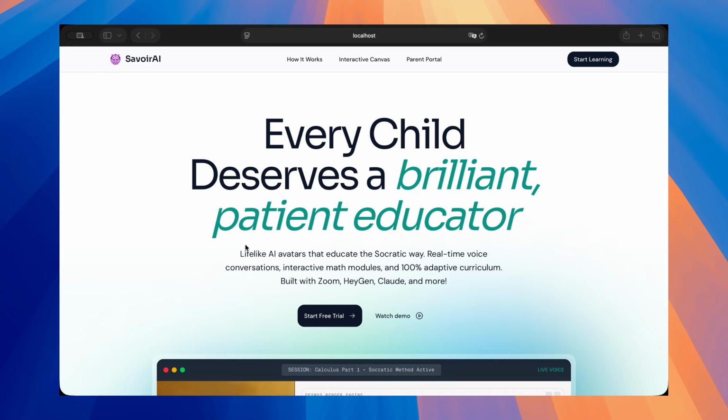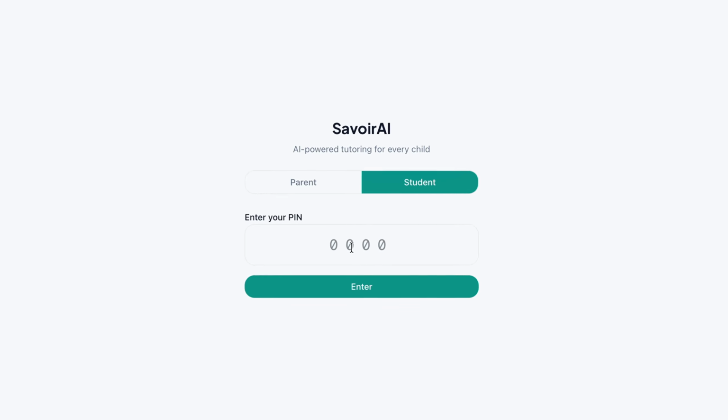And so the solution we have is SavoirAI. Basically, we're building a patient educator, a private tutor that helps you learn in a personalized manner, and you have an AI avatar that looks semi-realistic and helps you learn with visualizations and stuff like that. So how about I just go straight into it and show you the demo.